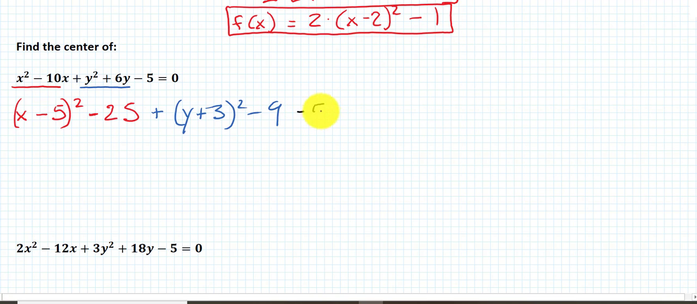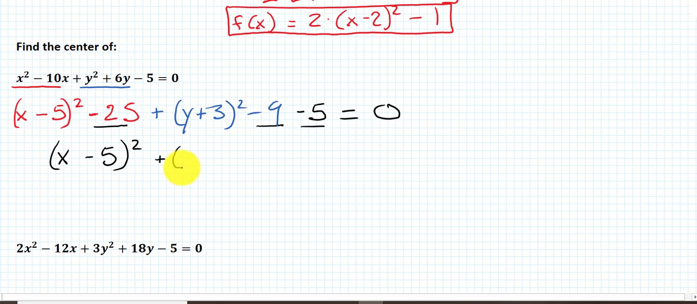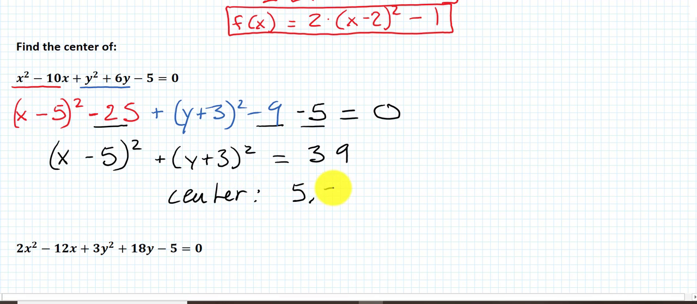All right, I've completed the square on the x and the y. So let's pick up the end of the equation right here. And now what do we need to do? We need to move this to the other side, right? And so we have (x minus 5) squared plus (y plus 3) squared equals, so 25 and 9, 34, and 5, 39. And on this side, it's plus 39. So what do you recognize right here? You recognize a circle with the center 5, negative 3, and radius is actually square root of 39.